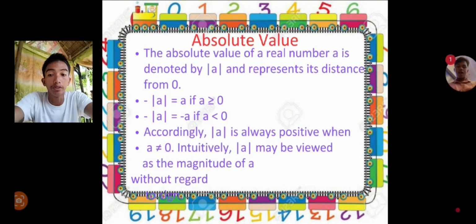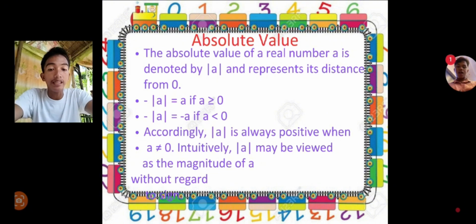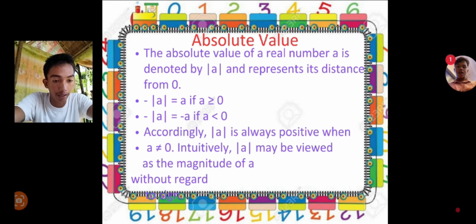Number 2, the rule: if E is less than 0, then the absolute value of E is equal to negative E. The absolute value is the opposite of the number. For the example, I did not include the example in here.